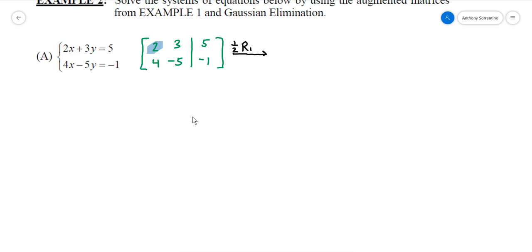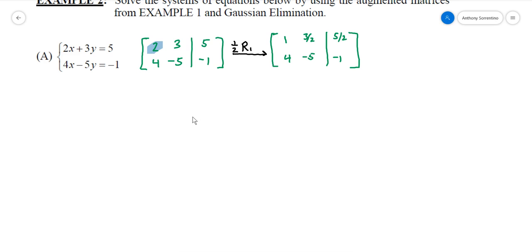I cannot just multiply one number in a row. I have to change an entire row in some way, whether I'm switching rows, whether I'm multiplying an entire row by a number, whether I'm adding a multiple of one row to another. I am changing the entire row as a result. And so what this becomes is 1, 3/2, 5/2, and I didn't do anything to row 2 yet. So I'm good.